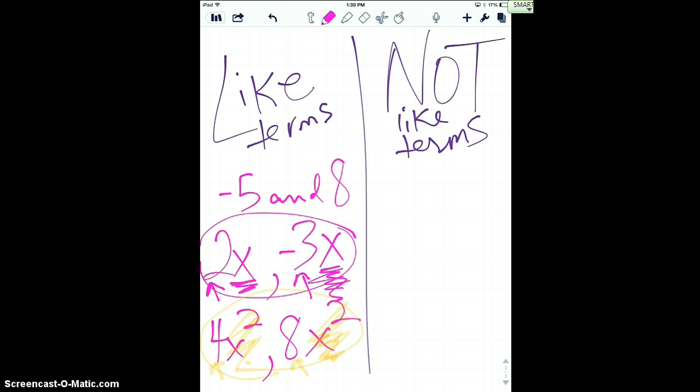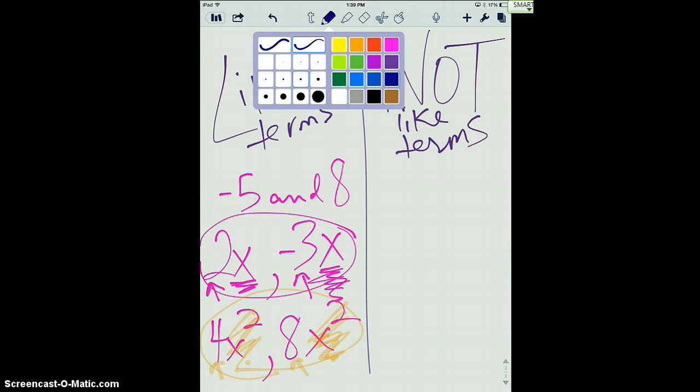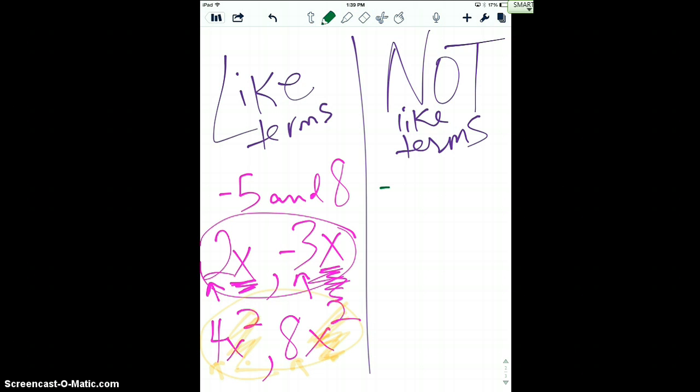Let's look at some things that are not like terms. Let me pick a different color, like green. -4x and 8. These are not like terms, not dating, not together, not going out. Because I can't combine them. Here I have -4 x's sitting there, and here I just have strictly 8. There's no x there to go with it to where I could combine them. So I can't do anything with those. Those are separate.